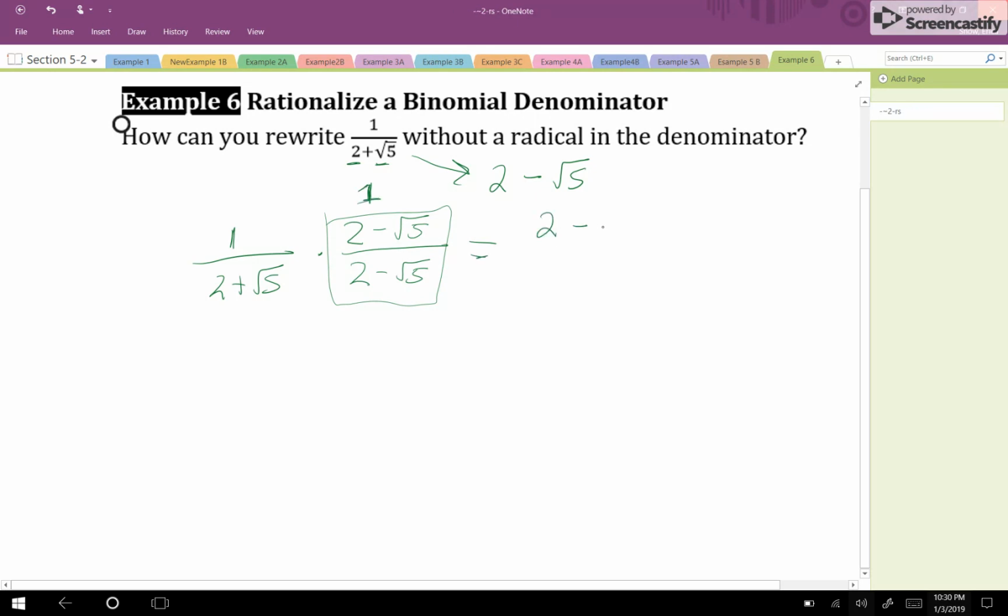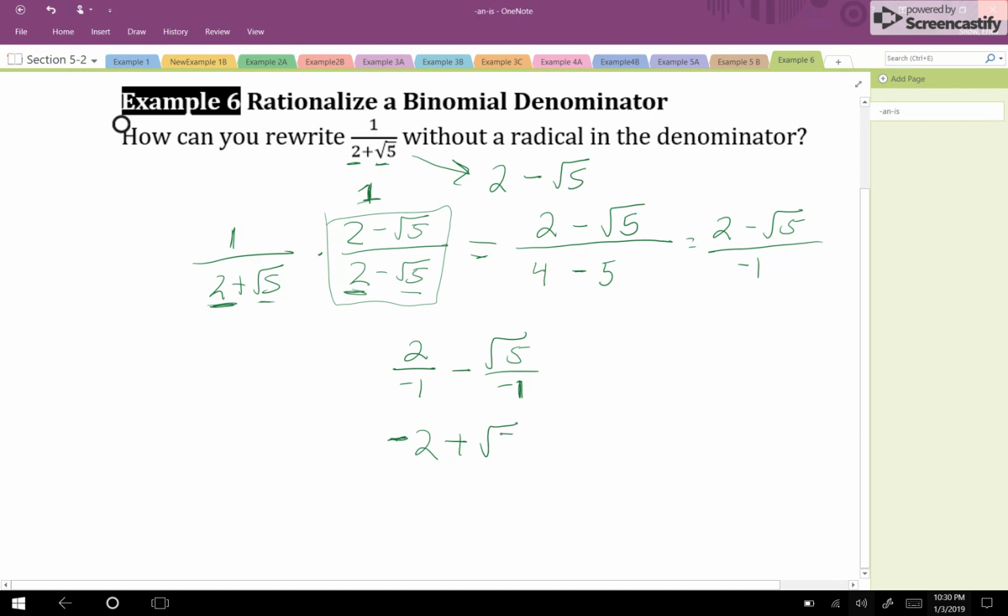So our top is just 2 minus the square root of 5. And then our bottom, if you'll recall, is the square of the first, which is going to be 4, minus the square of the second. The square root of 5 squared is just 5. So that gives us 2 minus the square root of 5 over negative 1. Well, now we have that negative 1 down there. So what that does is we have 2 over negative 1 minus the square root of 5 over negative 1. And that makes that negative 2 plus the square root of 5. And there's our final answer.